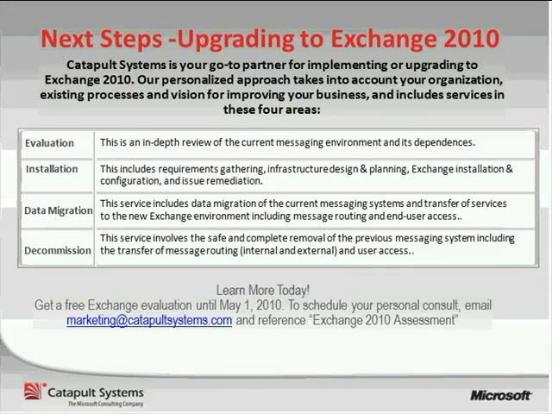Then we move to the next phase, which of course is the installation. It includes more requirements gathering, infrastructure design and planning, Exchange installation, configuration, and issue remediation. By requirements gathering here, we're starting to talk about message traffic, IOPS, disk I/O, things like that. The data migration includes moving from your current messaging systems and services and transferring them to the new Exchange environment, and then decommissioning your old systems.